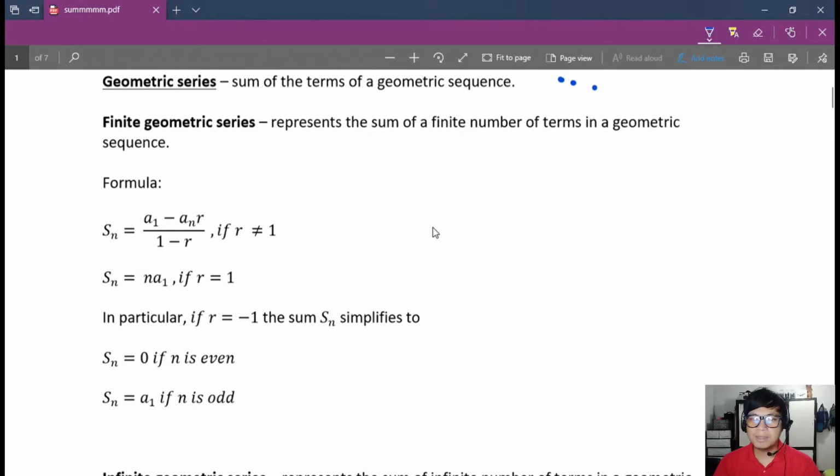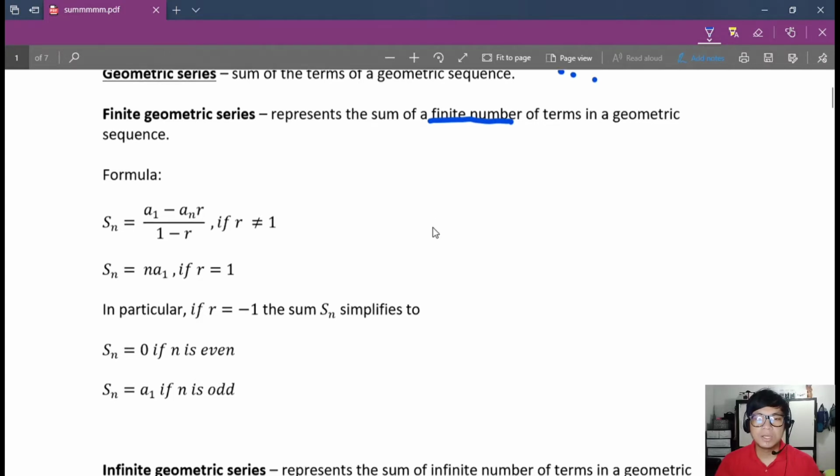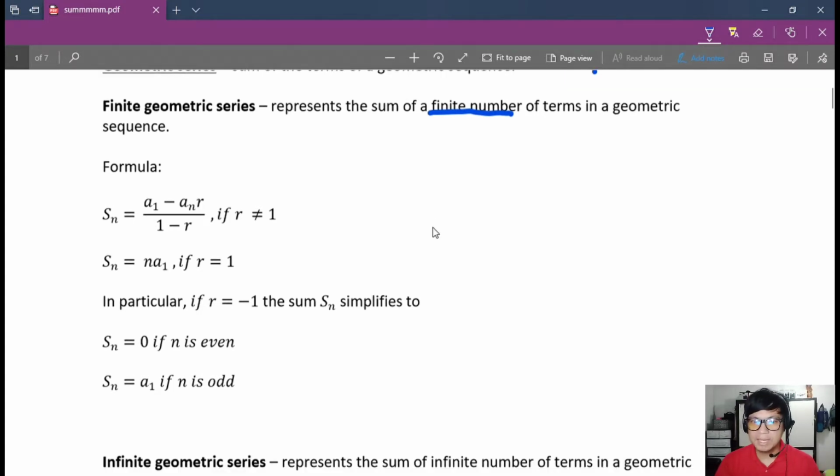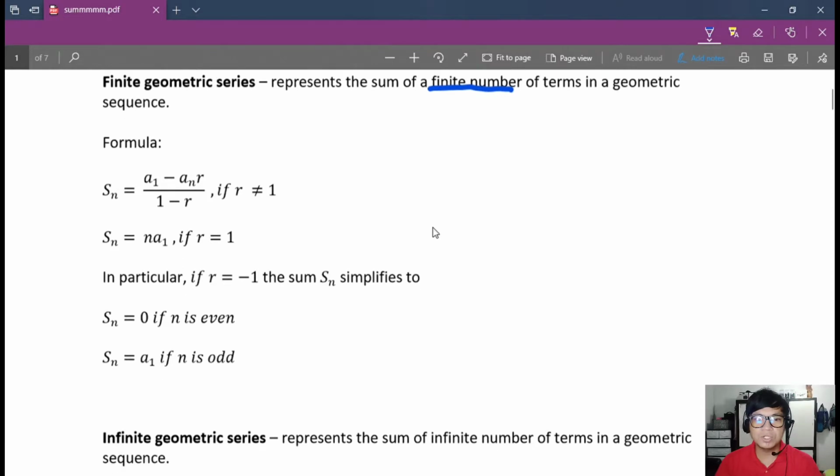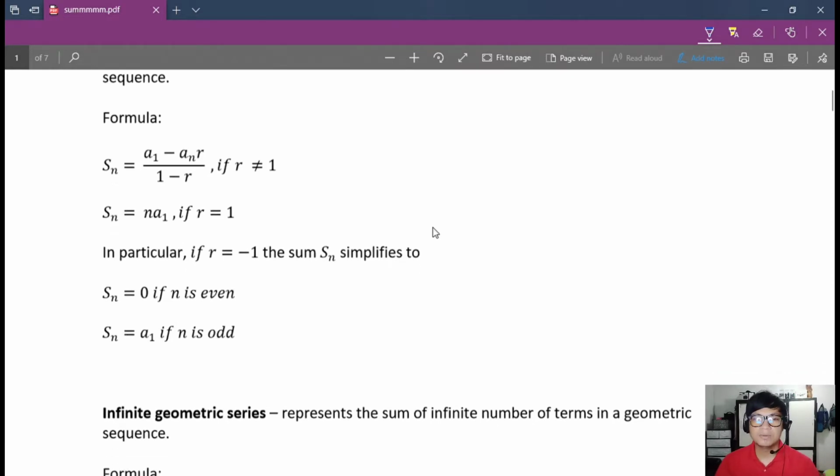So, finite geometric series represents the sum of a finite number of terms in a geometric sequence. So, finite, it has limited terms. So, meron tayong apat na formula na gagamitin sa pagkuha ng sum ng finite geometric series. So, ito yun siya. These are the following. So, the first formula is this one.